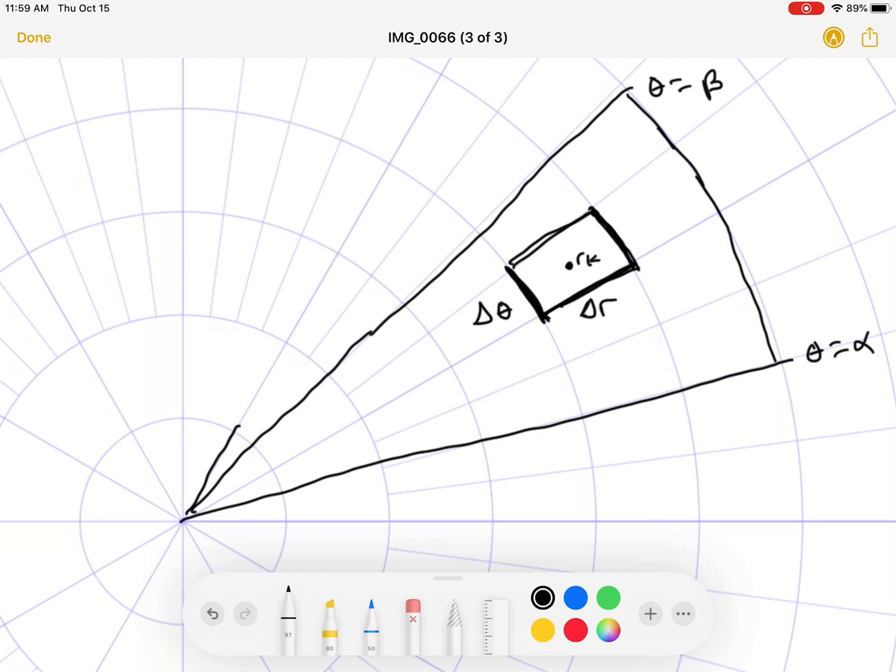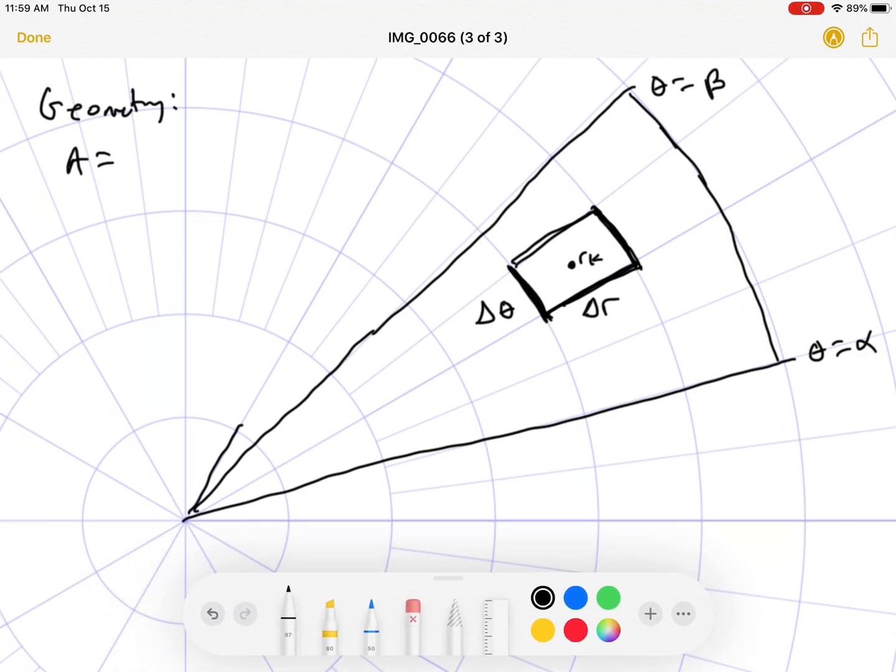So we want to find the area of this wedge. This comes from geometry. The area of a sector is 1/2 theta r squared. So if I was finding the entire area of this whole big sector, it would be whatever this theta is times whatever r is squared, 1/2 that. We're just trying to find this little guy here.